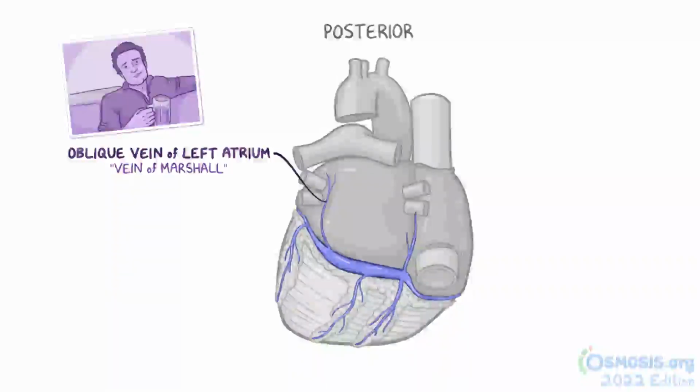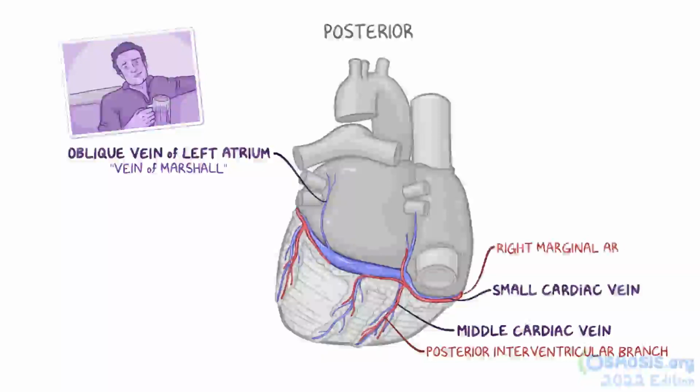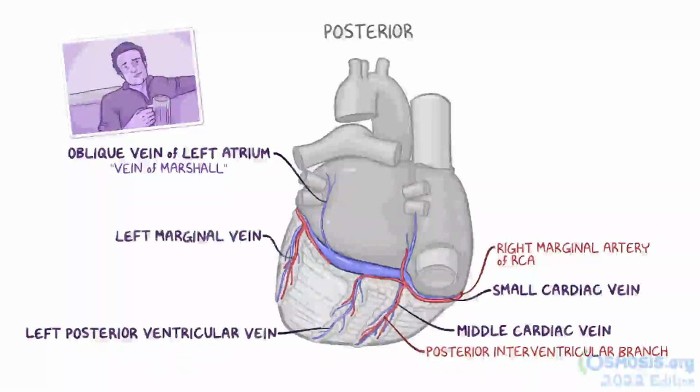Let's switch gears and look at some more veins on a posterior view of the heart. Here, the coronary sinus receives the middle cardiac vein, which accompanies the posterior interventricular branch, and the small cardiac vein, which accompanies the right marginal artery of RCA. These two veins drain most of the areas supplied by RCA. The left posterior ventricular vein and the left marginal vein also open in the coronary sinus.